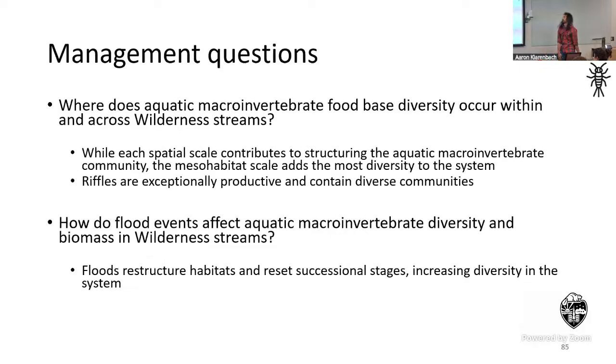So, answering all those other questions, did we answer our management questions? Where does aquatic macroinvertebrate food-based diversity occur within and across wilderness streams? While each spatial scale contributes to structuring the aquatic macroinvertebrate community, the mesohabitat scale adds the most diversity to the system, and riffles are exceptionally productive and contain a diverse community. And our other question, how did flood events affect aquatic macroinvertebrate diversity and biomass in wilderness streams? We saw that floods restructure habitats and reset successional stages, increasing diversity in the system.